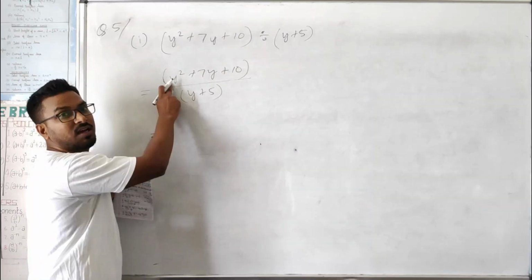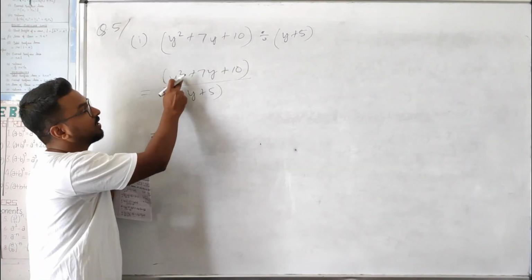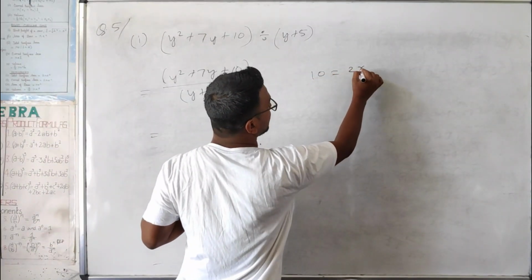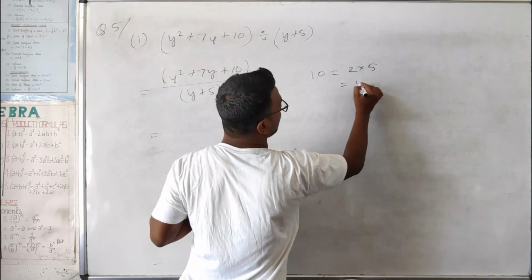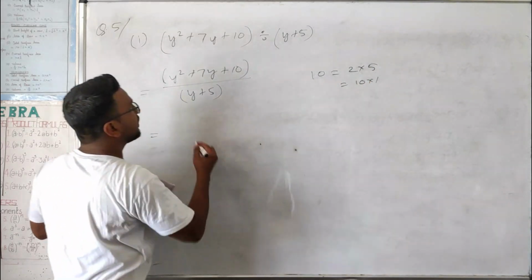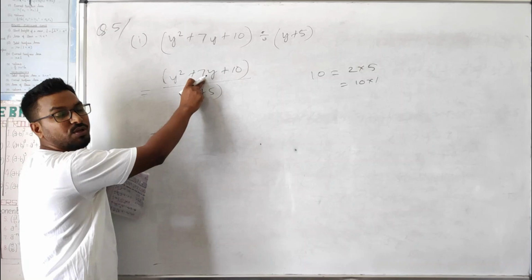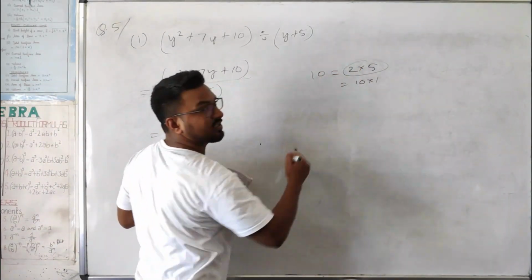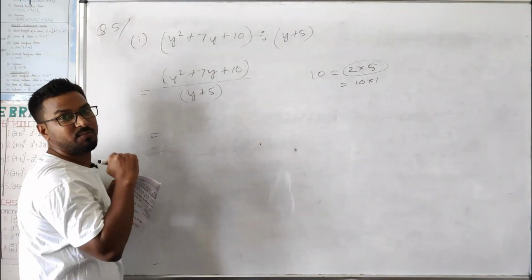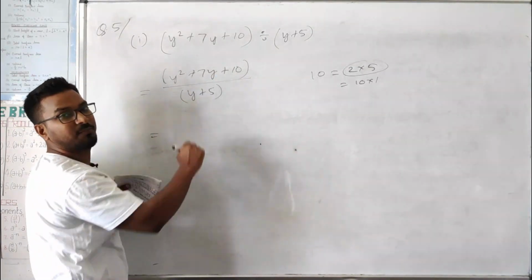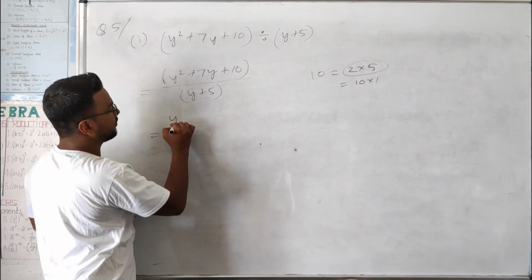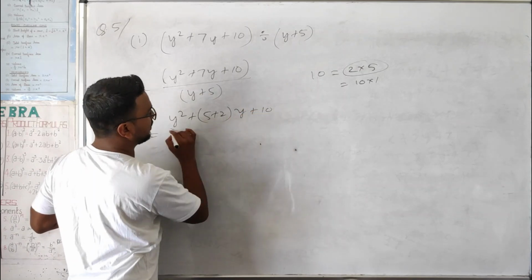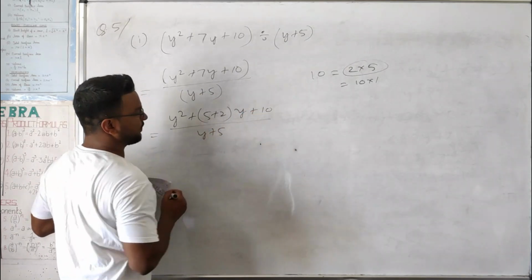So here the coefficient of the highest power, that is y square, is 1. 1 into 10 is 10. So what are the factors of 10? That can be written as 2 into 5 and 10 into 1. So here in the middle term it is given 7. So you have to split this 7 into 2 parts. So this can be 2 plus 5, right? 2 plus 5 will be 7, and if you multiply you will get this term. So what we will do, you can write this as y square plus 5 plus 2 into y plus 10, divided by y plus 5.